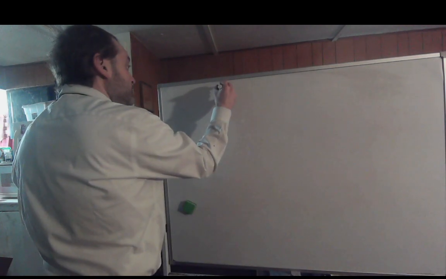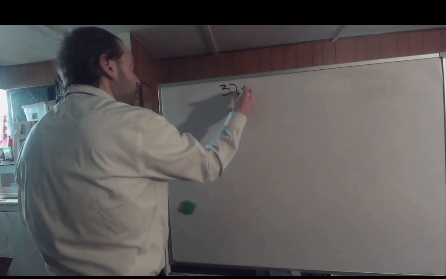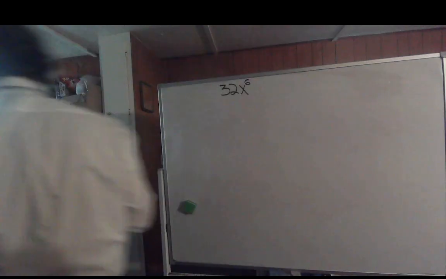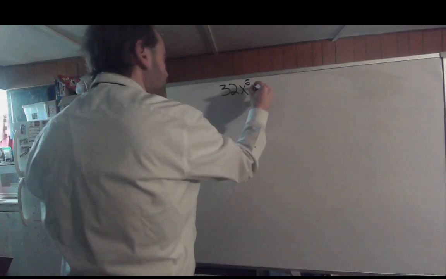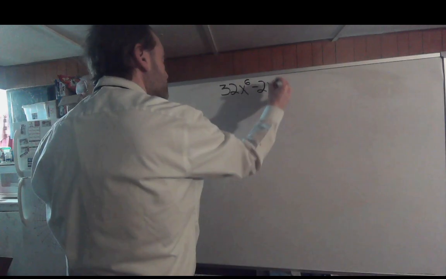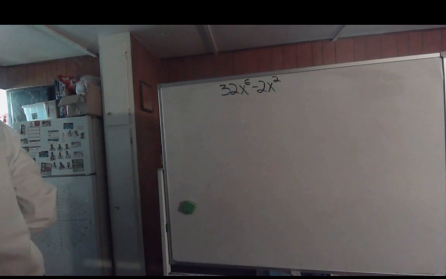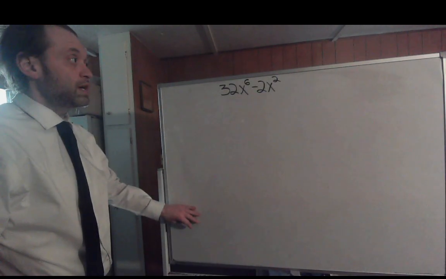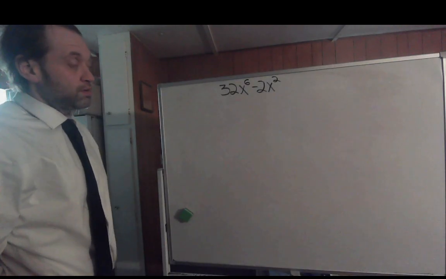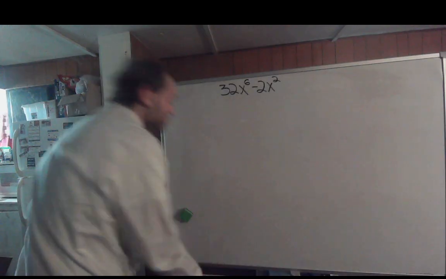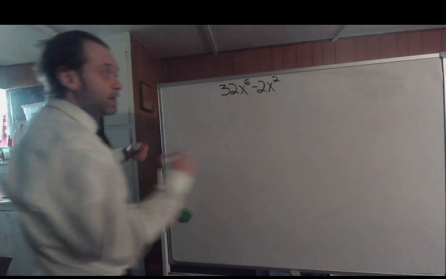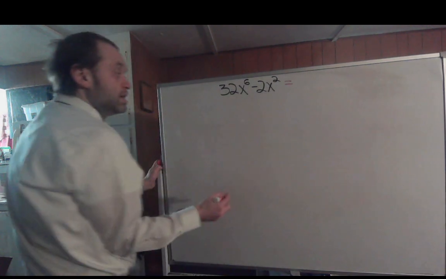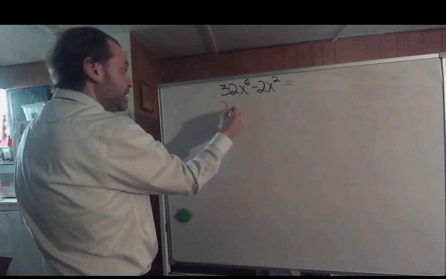Now, what if I gave you something like this? So we have 32x to the sixth minus 2x squared. All right, so we have 32x to the sixth minus 2x squared. Well, let's see what common terms these two have. There's definitely a 2x squared in common between both of those, right? So let's factor out 2x squared.